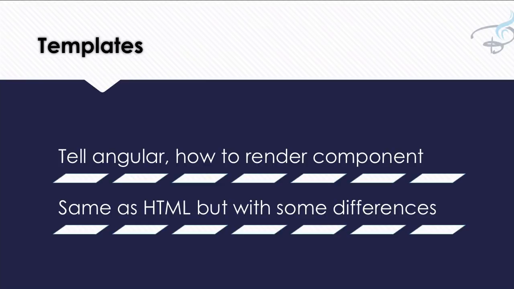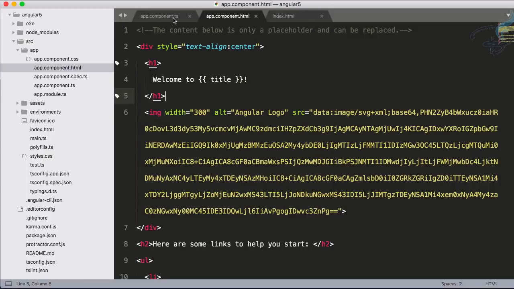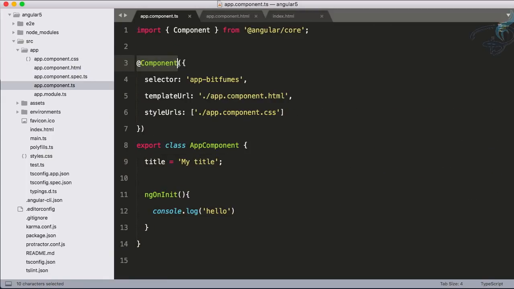So templates are the same as HTML but with some differences, as I told you, like these curly braces and title. And then comes the metadata. We have learned that this component decorator has some kind of metadata, and this metadata tells the decorator to modify this class. So this means whatever class is defined just below the decorator is going to attach all this metadata to this class. So what is metadata?